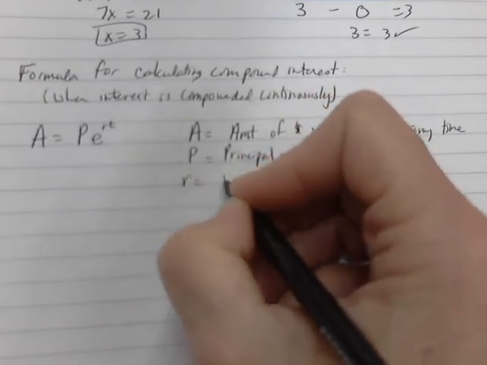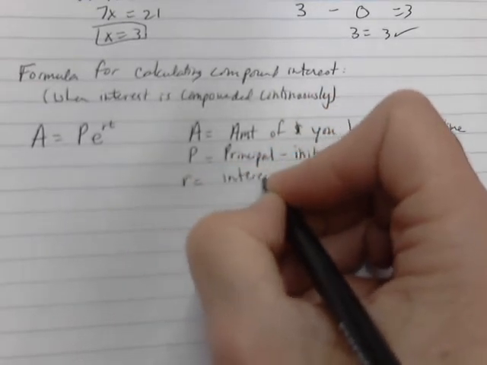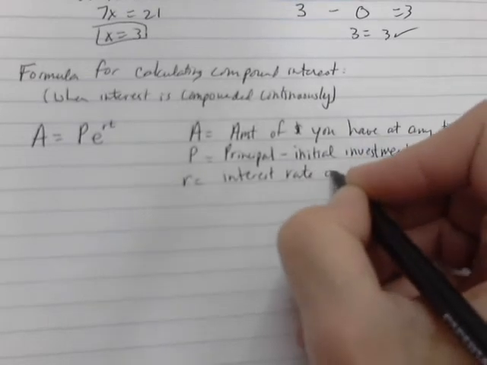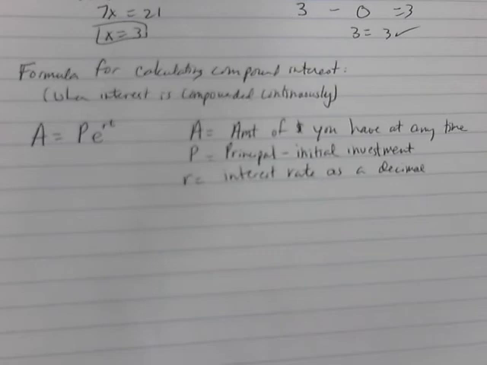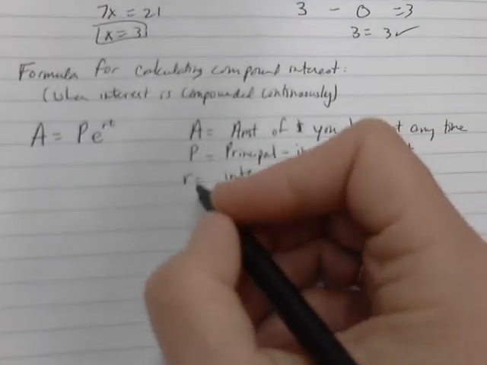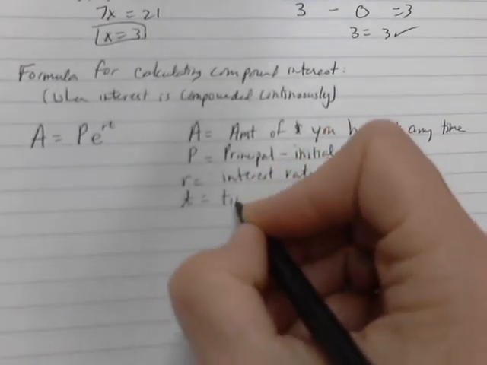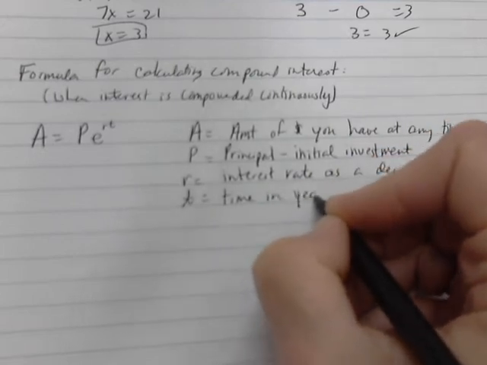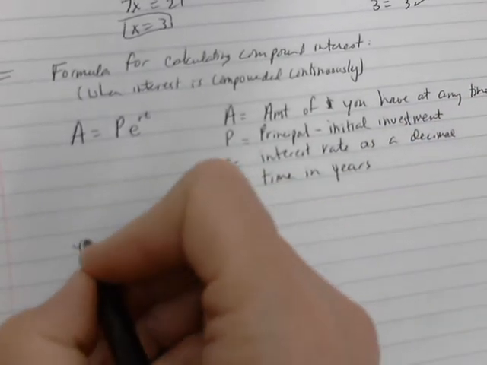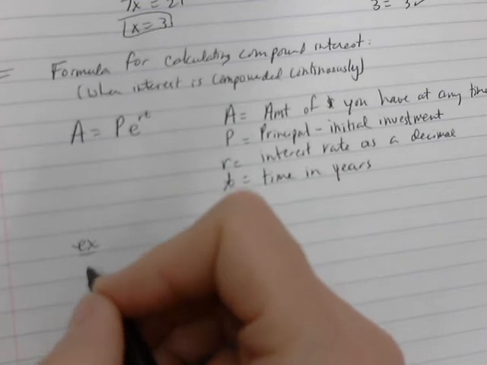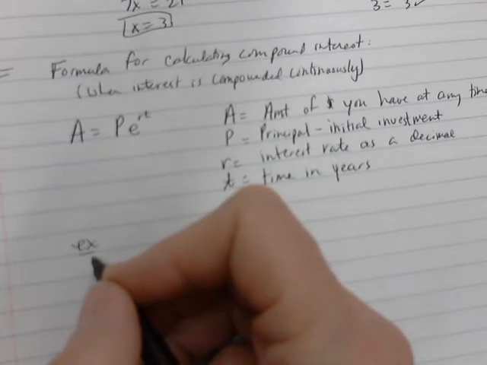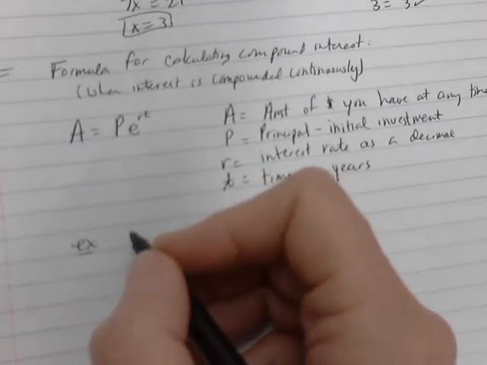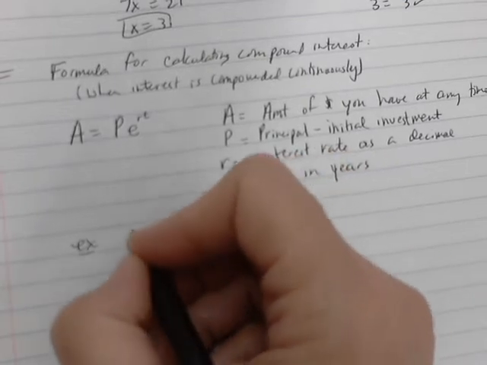R is the interest rate as a decimal. For example, 5% interest, R would be 0.05, and T is the time in years. For example, if you put $5,000 into the bank today, how much money would you have after 10 years if you get 3% interest on your investment?